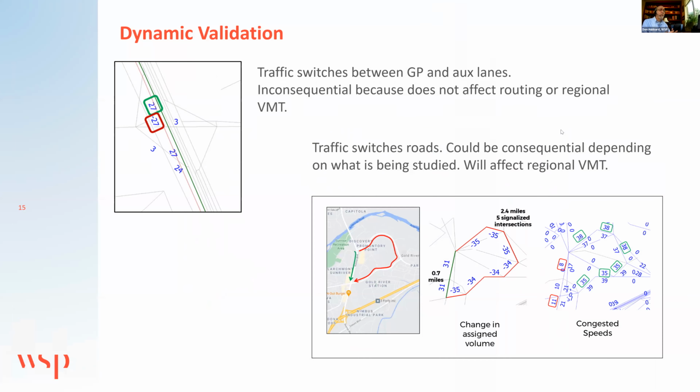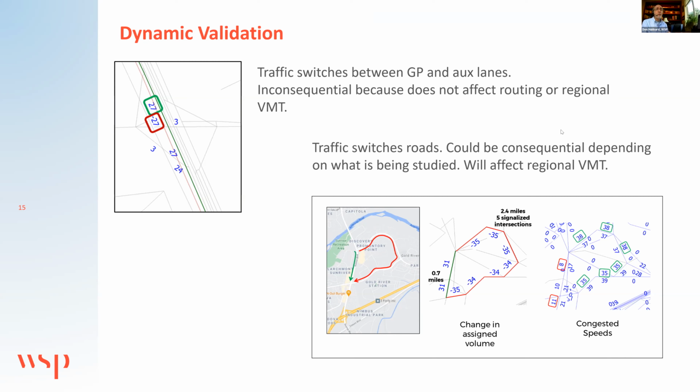So at the top left, you can see what some of the changes are. It's just traffic switching between the general purpose and the aux lanes. That is inconsequential to our analysis. Really doesn't make any difference. It's still the same traffic using the same roads. Regional VMT is not going to change because the lengths are very, very close to the same. Again, the green is where there was an increase. The red is where there was a decrease.